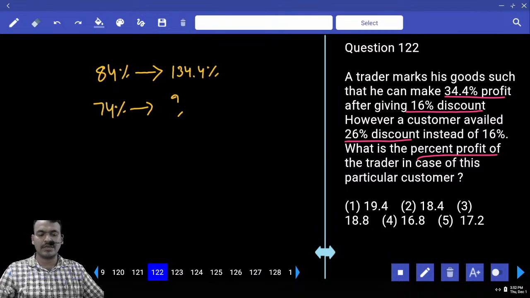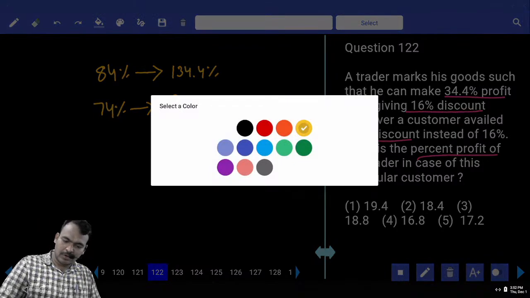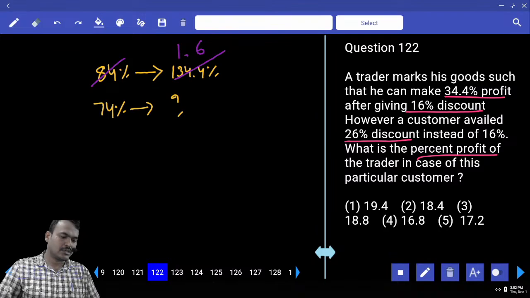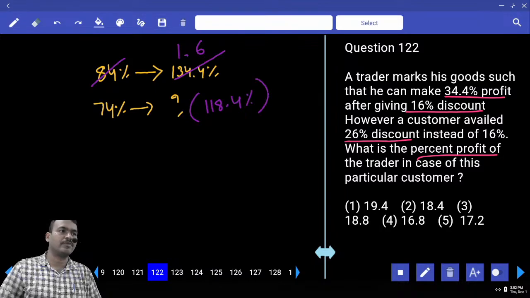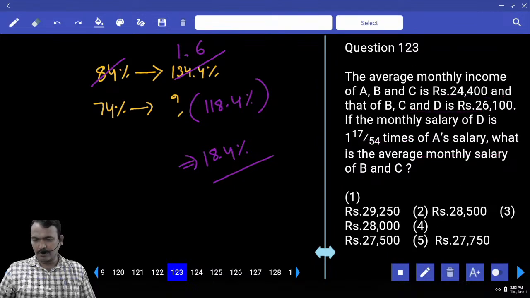84% value represents 134.4%, but we required 74%. 84 directly, 84 ones are 84. What is the remaining value? 50, nothing but 504, which is directly 6 times. 16 into 74: 16 times 7 is 112, 16 times 4 is 64. 112 plus 64 is 118.4%. So how much percent is profit? 18.4% is profit. Next question number 123.